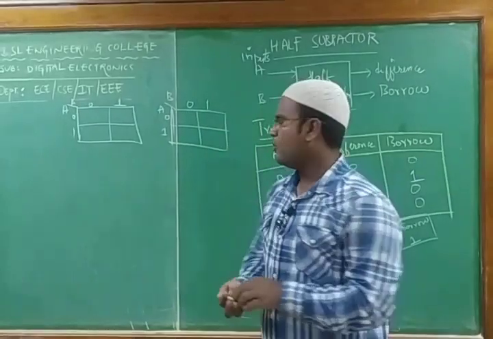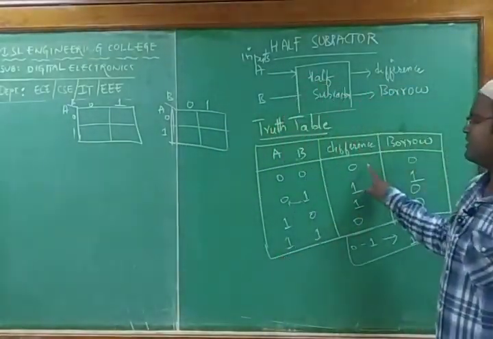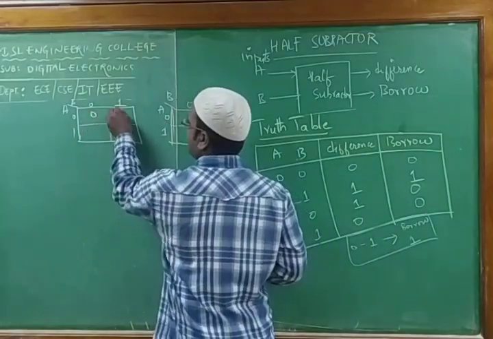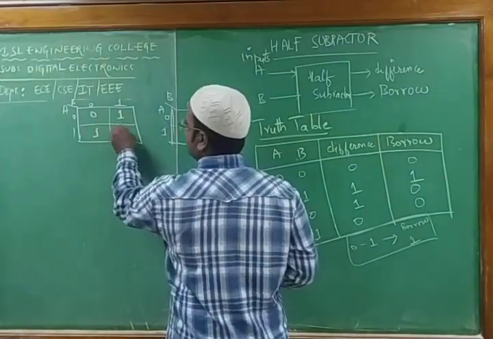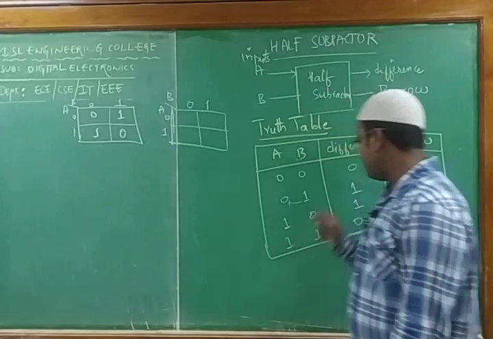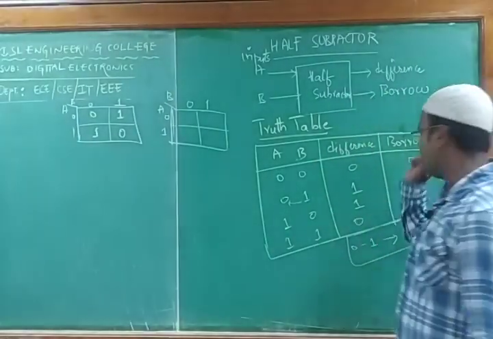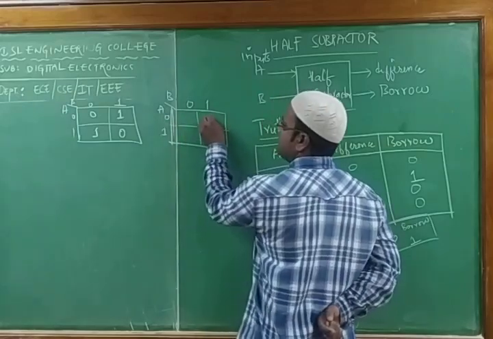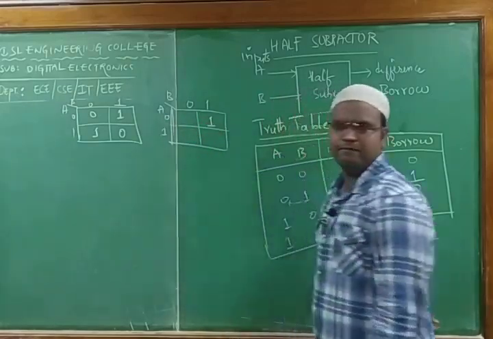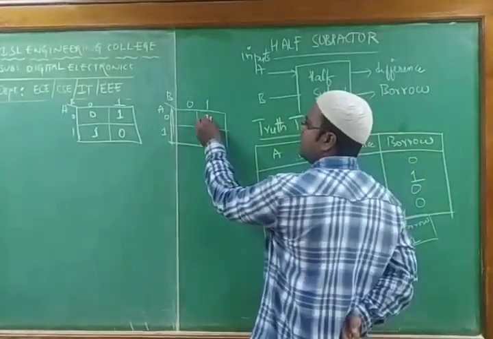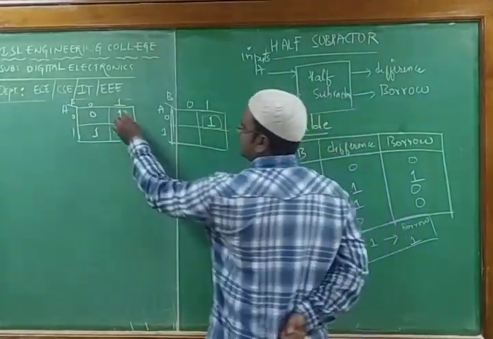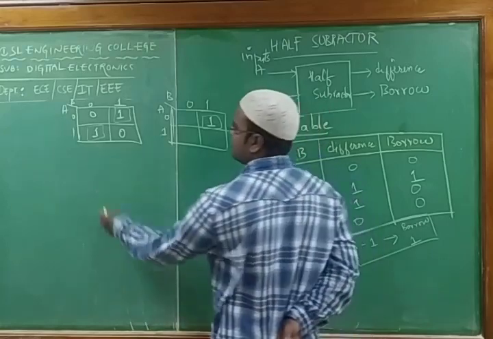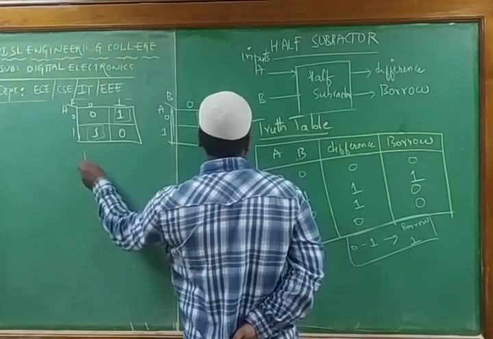Next, we'll write down the values. What is the difference for the first one? 0, 1, 1, 0. I got this, right? 0, 1, 1, 0. Similarly, for the second part, borrow: when do you have a borrow? When you have 0 minus 1. That means this is 1, and the remaining I don't have, so I will not take it. I make this a single combination. Here also I have a single. I cannot combine them. So what is the output of it? I can write this is for difference.